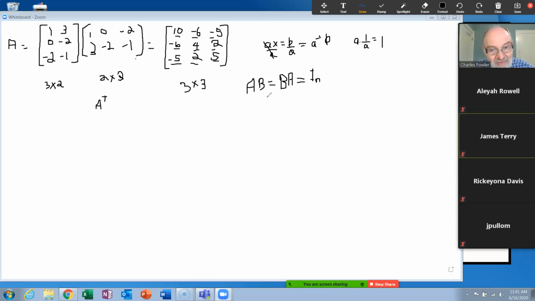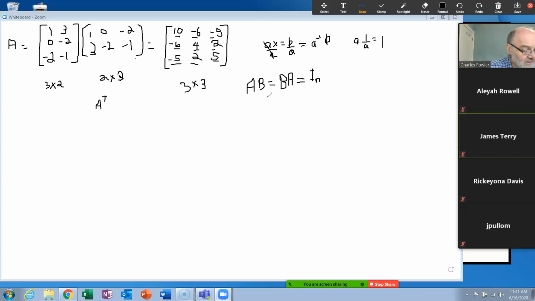Now, if A does have an inverse B, the question might be, well, does it have several inverses? And the answer is no. Here it is, theorem 2.7, just underneath the other one. And that is here in your book on the same page we were on. Okay, there it is, theorem 2.7.